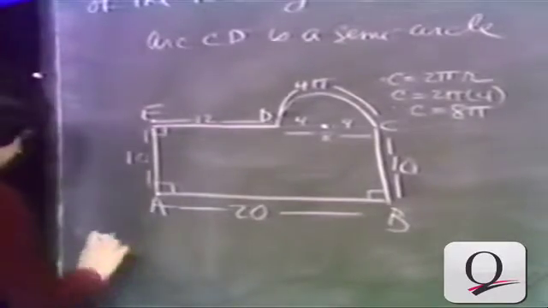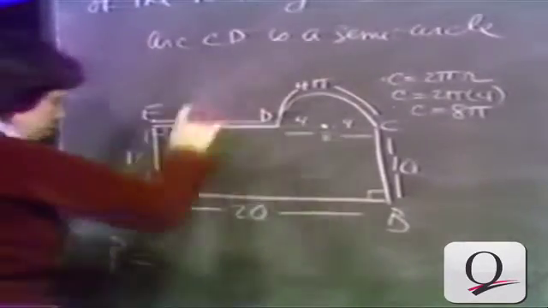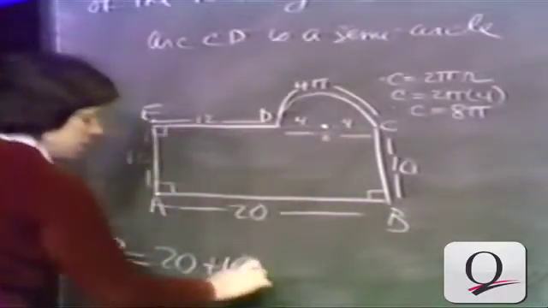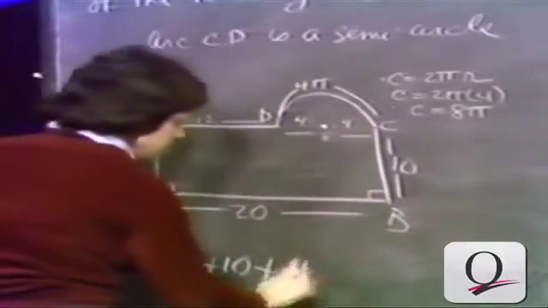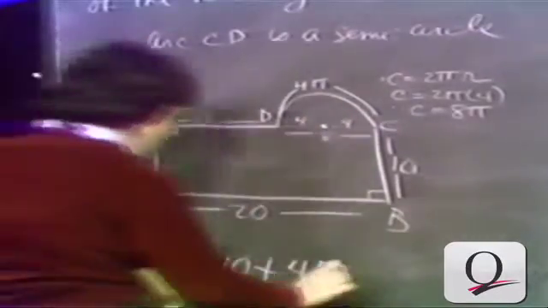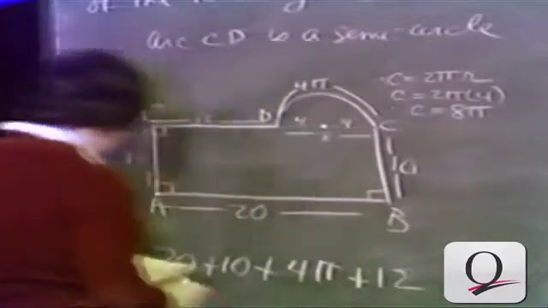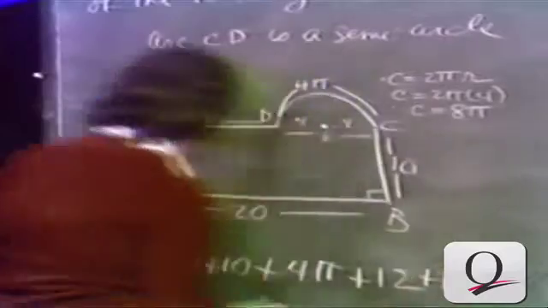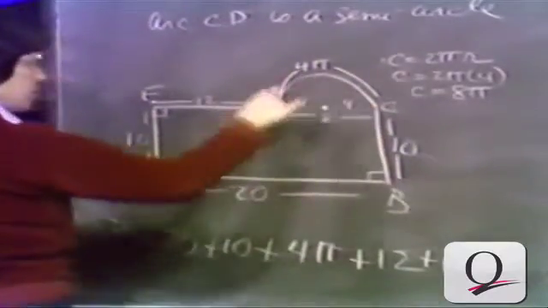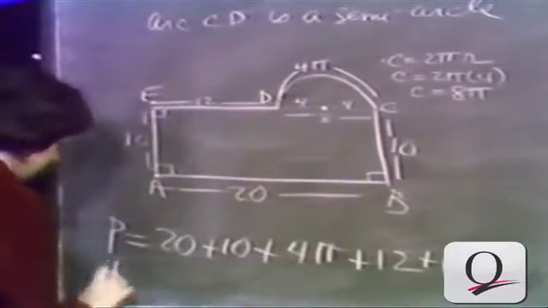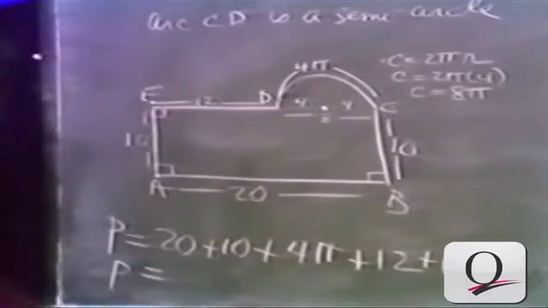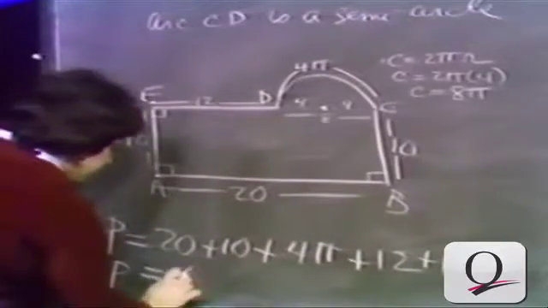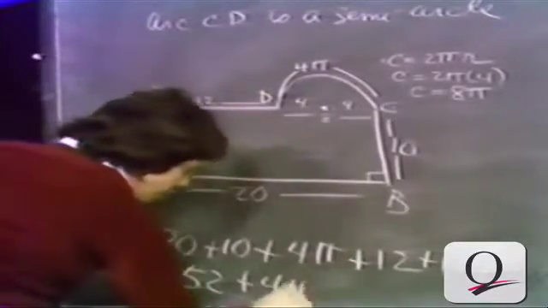And we get for the perimeter, let's start at A and work around this way, 20 A to B plus 10 plus 4 pi plus 12 plus 10. 20 plus 10 plus 4 pi plus 12 plus 10. It's giving us a total of 30, 40, 52 plus 4 pi units.